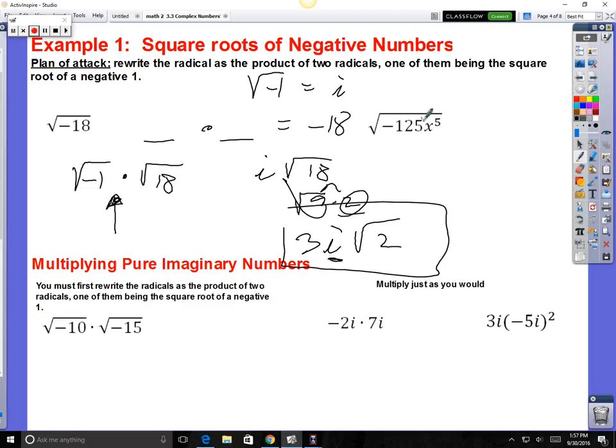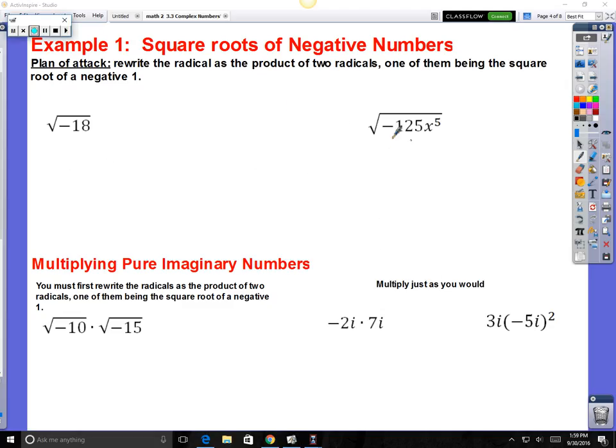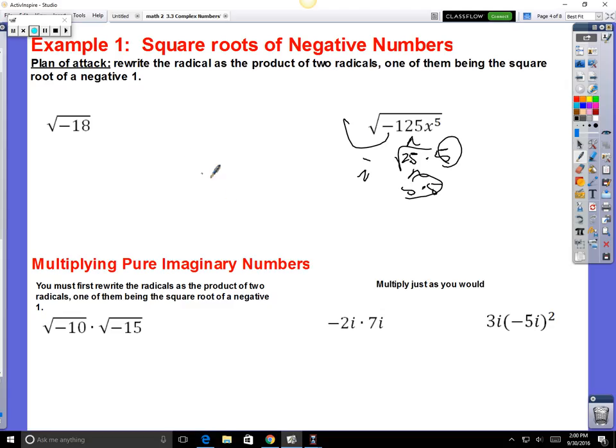Okay, do the square root of negative 125x to the fifth. Take the negative out. That's imaginary. Okay, 125, you got to break that up. 25 times 5. 25 is the perfect square. That's 5 times 5, so you're going to bring a 5 out. So with the imaginary, you've got 5i. And then x to the 5th. X squared, and then what stayed on the inside?